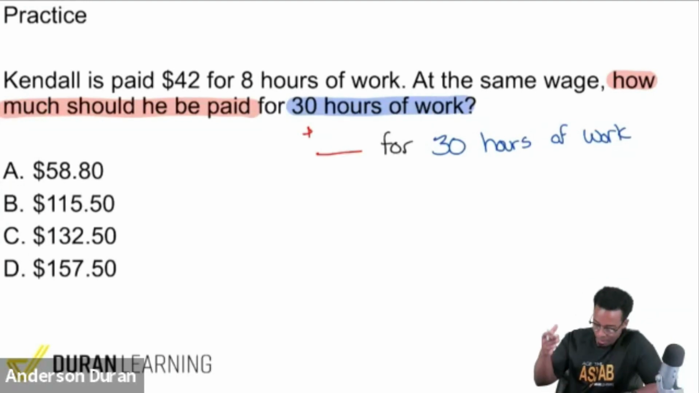Now, give me a letter, everybody. What letter should I use for that blank there? Give me a random letter that will work. And we use W for wage. That's fine. Yeah, W for wage. Just don't think too hard about it.